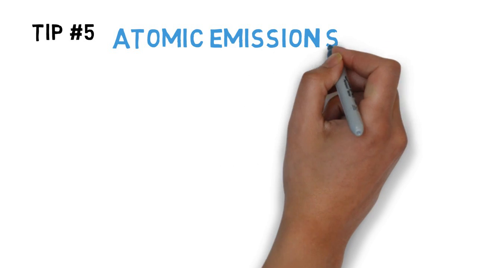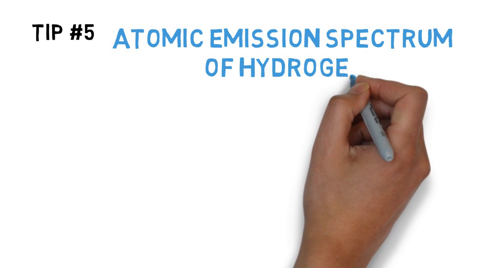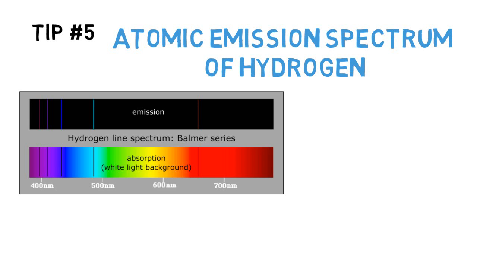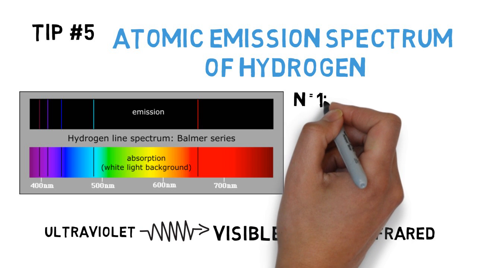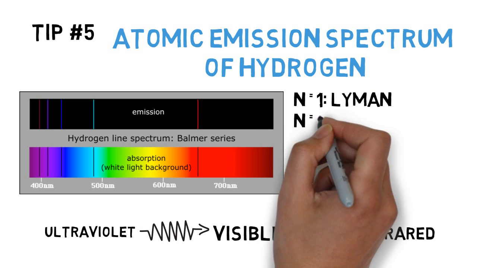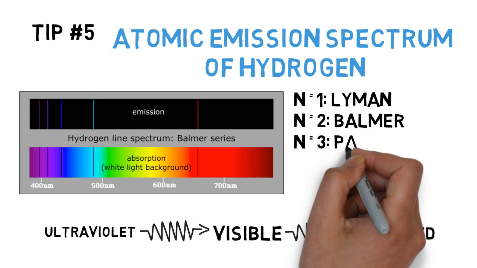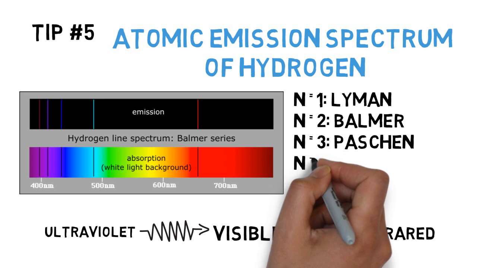Tip number 5. When hydrogen electrons are excited from their ground state, they will jump to higher orbitals. When they return to a lower orbital, they will release a certain amount of energy corresponding to a certain type of light on the electromagnetic spectrum. When returning to orbital n equals 1, known as the Lyman series, ultraviolet light is released since the energy between the first orbital and the second orbital is the greatest, while the energy difference decreases as more orbitals are added.